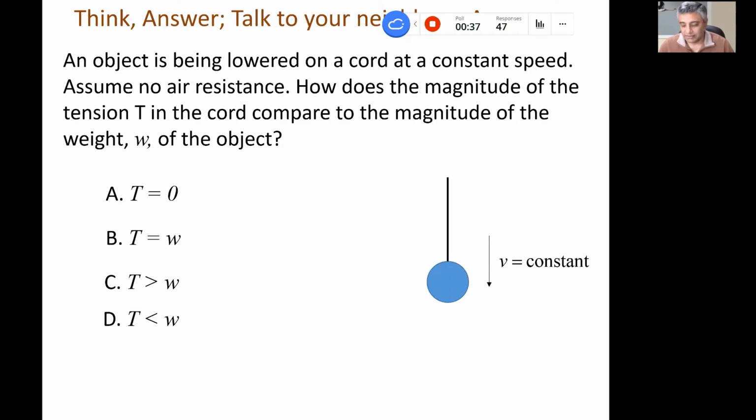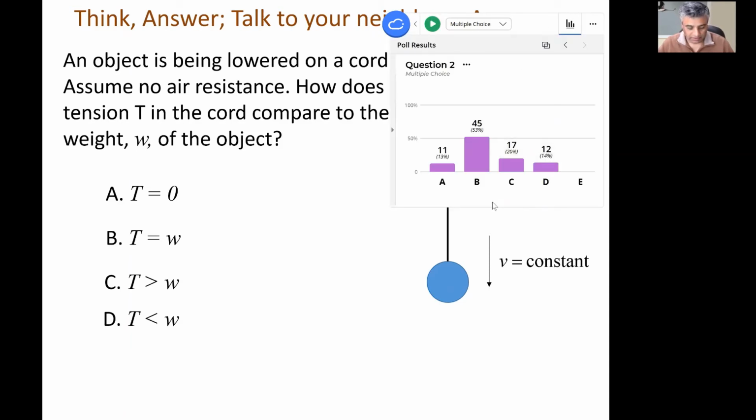Thirty more seconds. And 5 more seconds. 5, 4, 3, 2, 1, and it stops. Let's see what we got. Oh, we got varieties here.